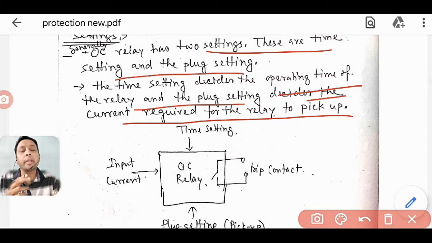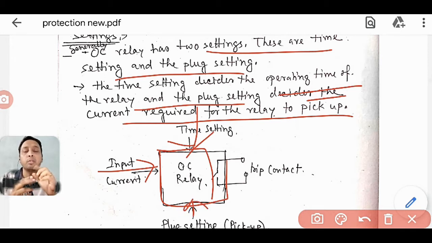So this is the block diagram you can see. This is your overcurrent relay and this is your input current. There is a time setting and there is a plug setting. Plug setting is known as the pickup current. The name plug setting came from the earlier days when electromechanical relays were there. So there were some plugs.